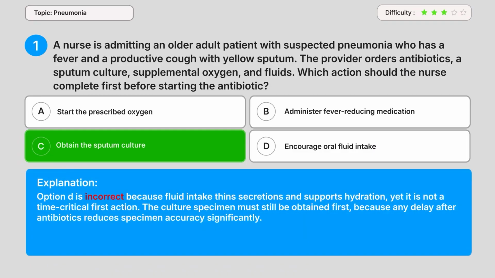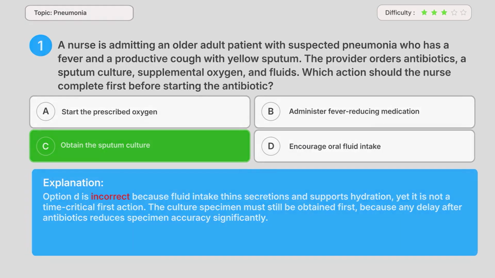Option D is incorrect because fluid intake thins secretions and supports hydration, yet it is not a time-critical first action. The culture specimen must still be obtained first, because any delay after antibiotics reduces specimen accuracy significantly.